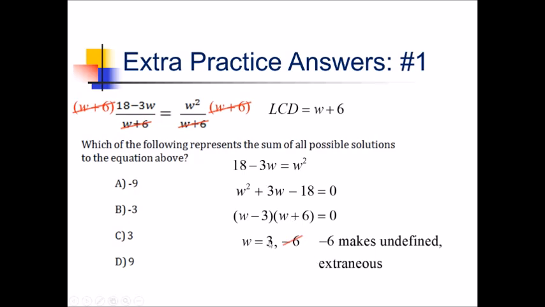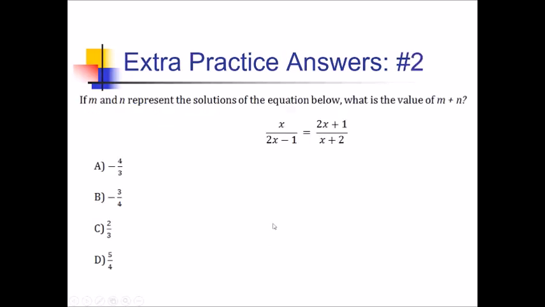That means that 3 was actually our only answer. So the sum of all the possible solutions is just this one, 3. So that means that we actually have answer choice C to pick at the end of this one.